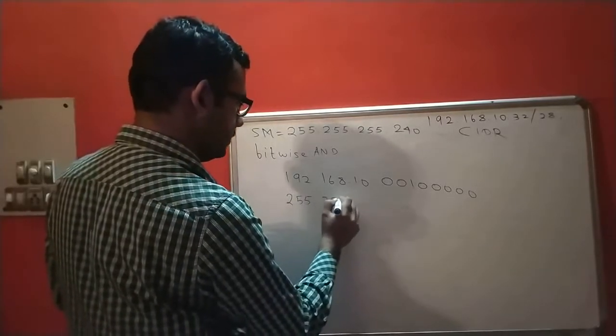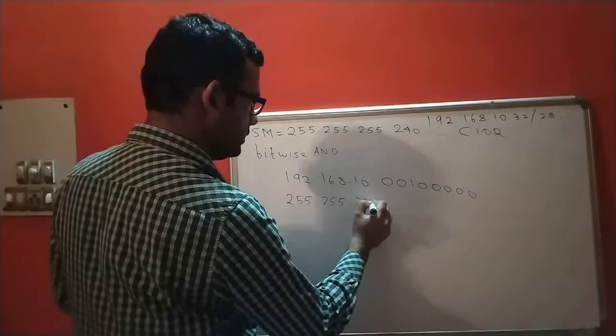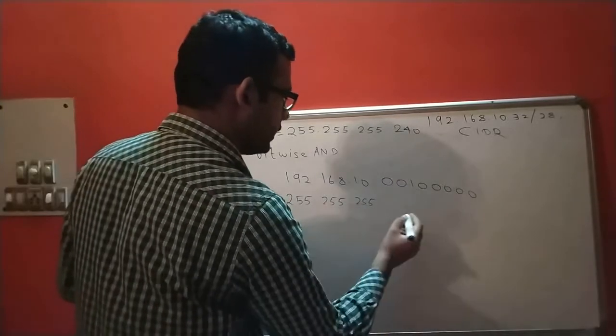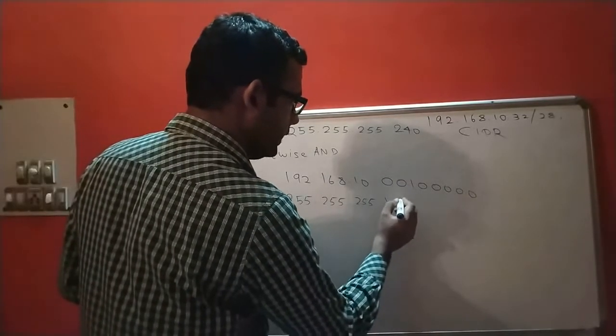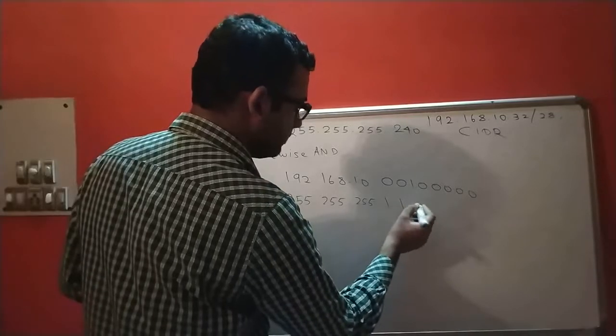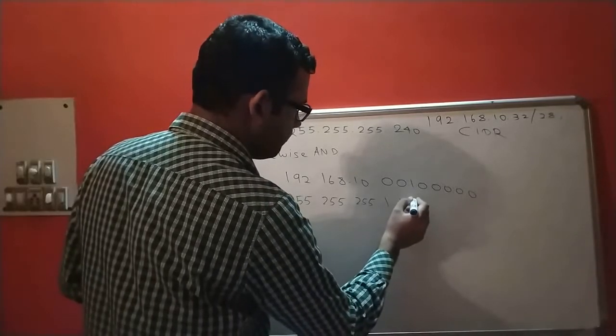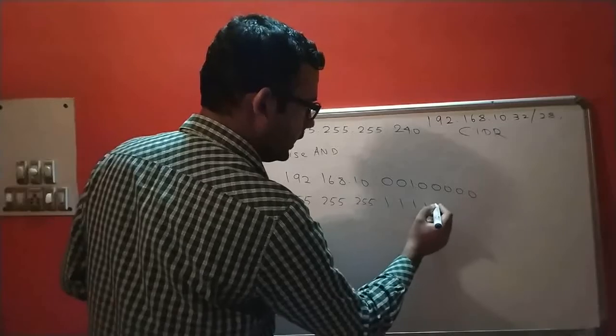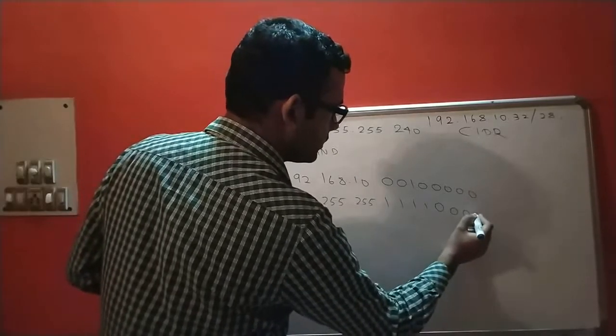This is my 32. And the subnet mask is 255.255.255. Now 240 I'll represent in binary. So it's 128, 192, 224, 240. And the remaining will be all zeros.